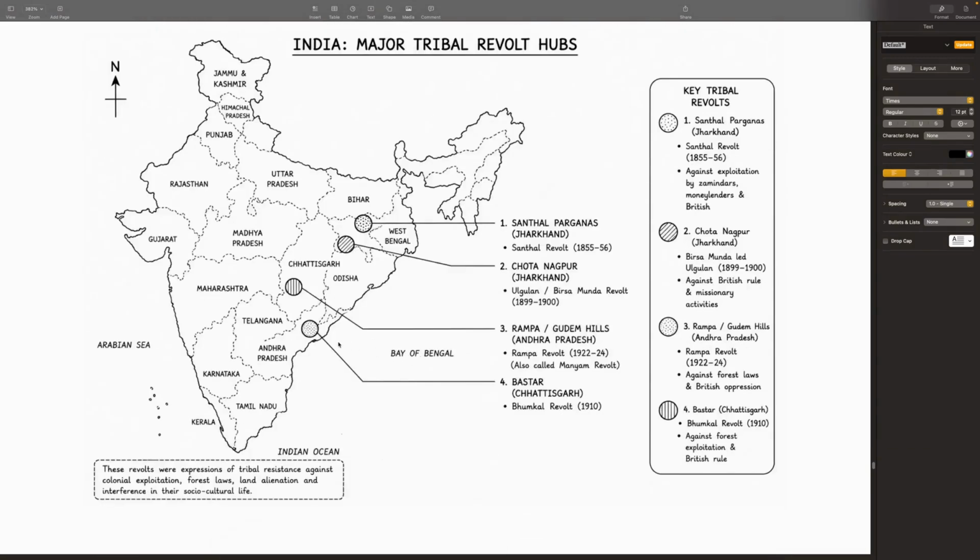You can draw this map. This will definitely give marks, and you will also remember things easily. Santhal Parganas, Chota Nagpur, Rampa, Gudem Hills, Bastar, right? Although the location of Bastar is not accurate, but still.